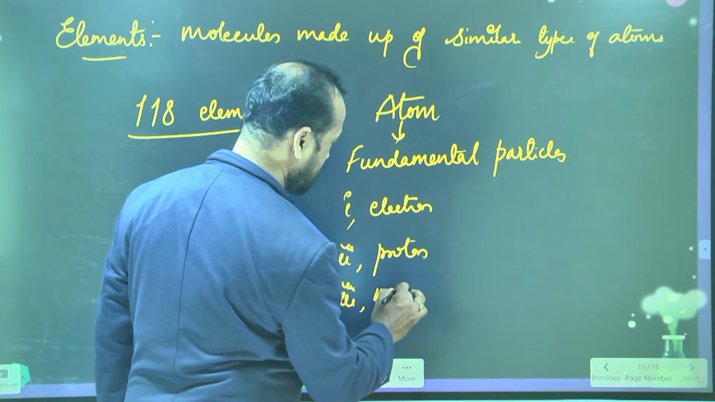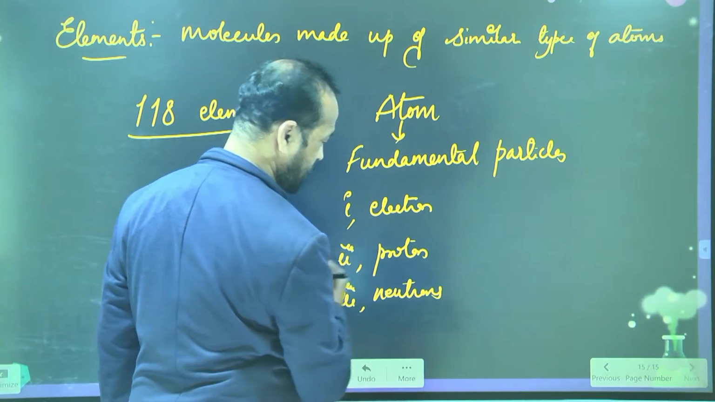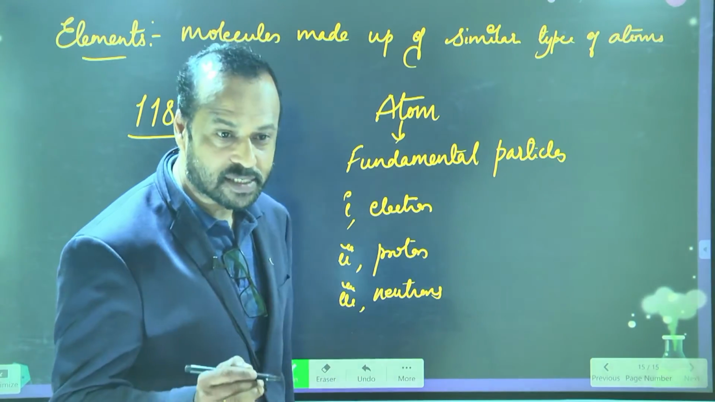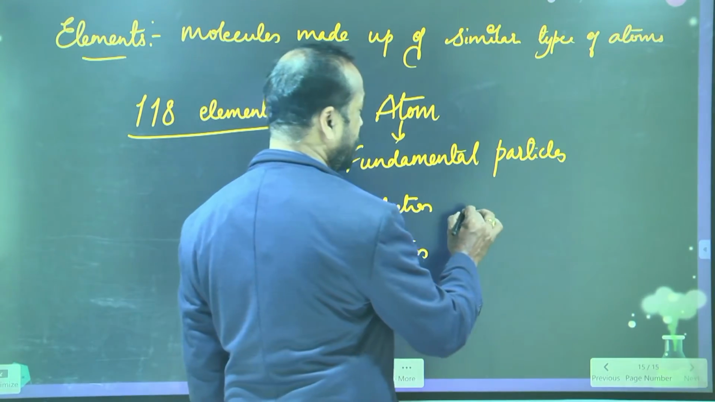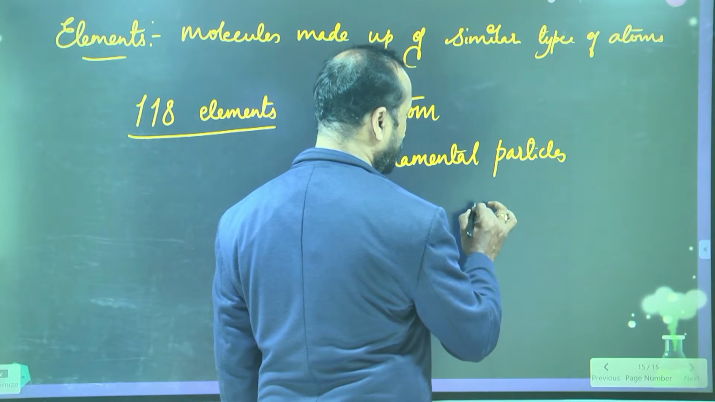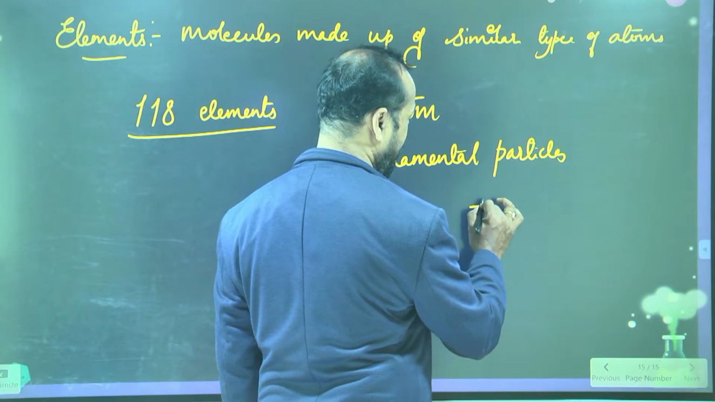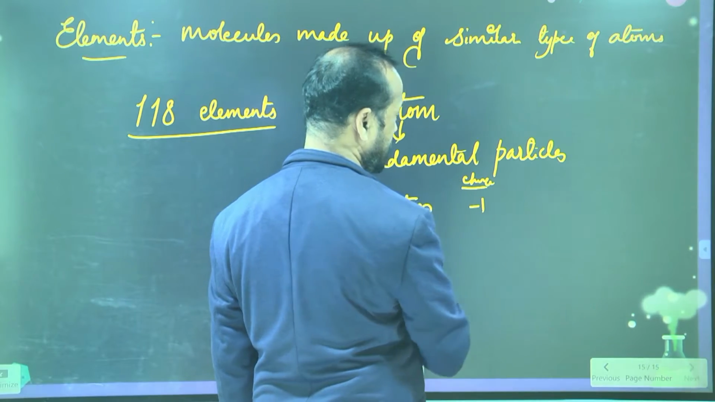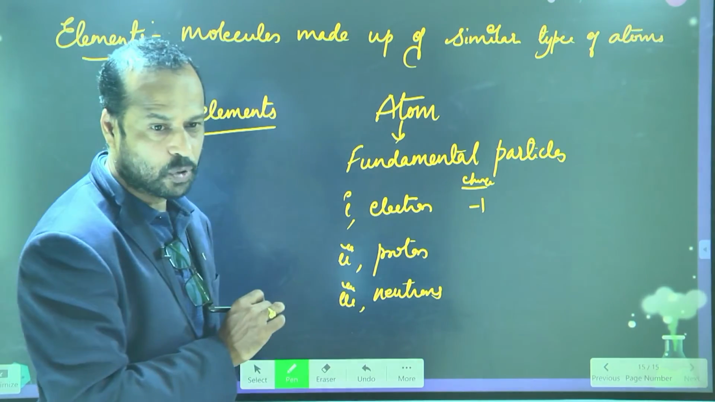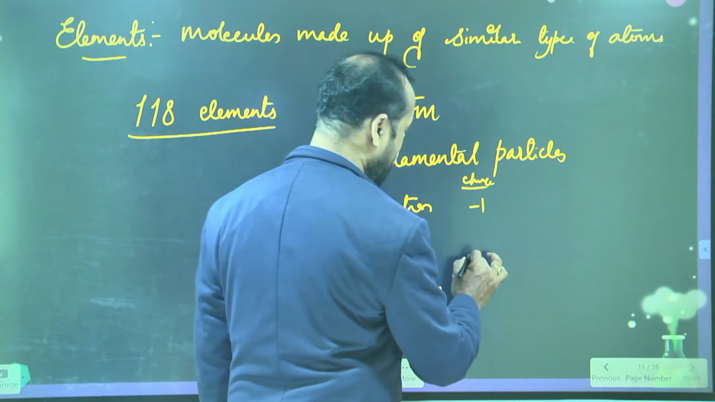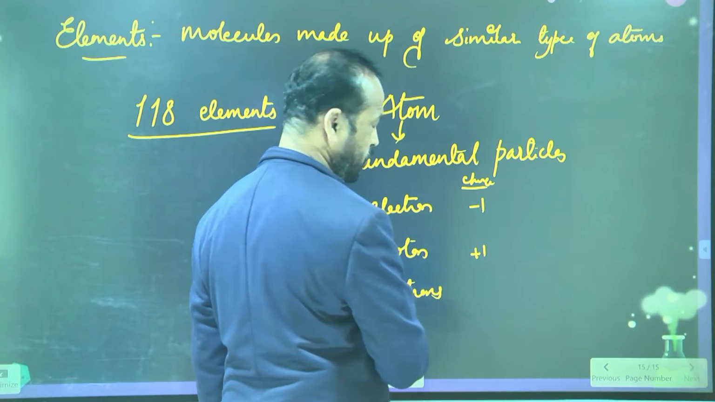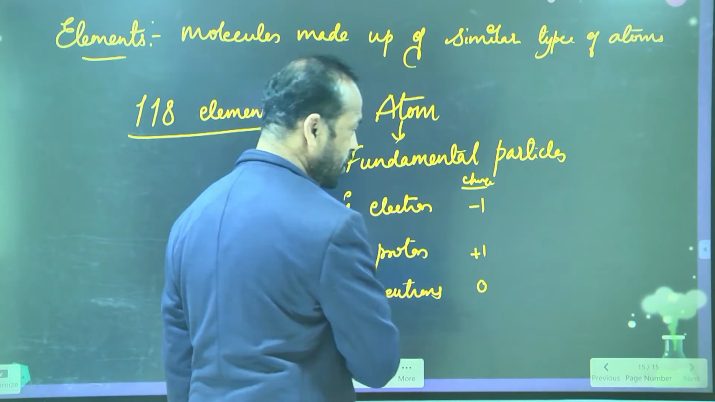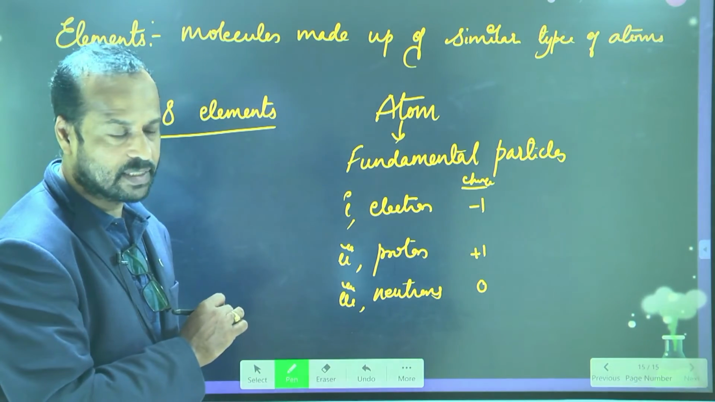If you go through the charge and masses of these fundamental particles, the electron carries 1 unit of negative charge, so we can write -1. The proton carries 1 unit of positive charge, +1. Neutrons are neutral, so we represent the charge with 0. Is this clear?